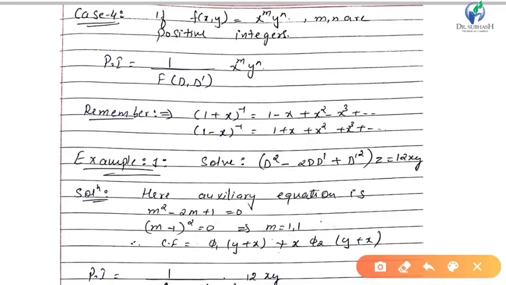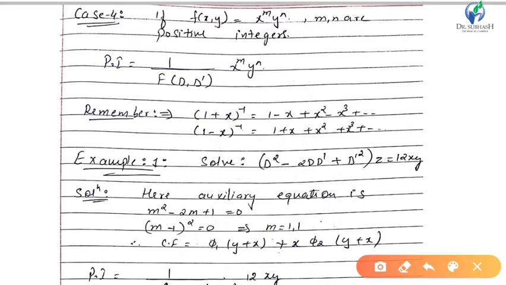Now we have already learned the first three cases. First case was e^(ax+by). Case 2 was sin(ax+by) or cos(ax+by), and case 3 was about ax plus or minus by, or tan(ax+by), or log(ax+by). Now we'll move towards case 4 and case 5.